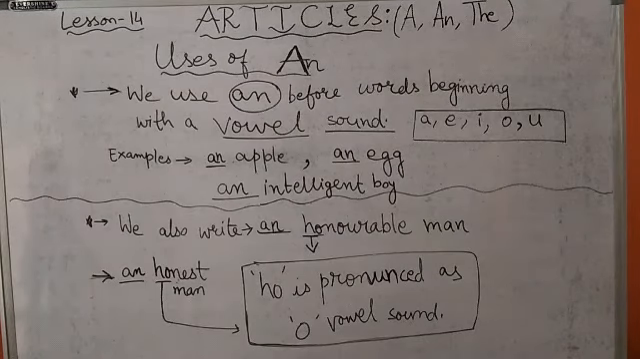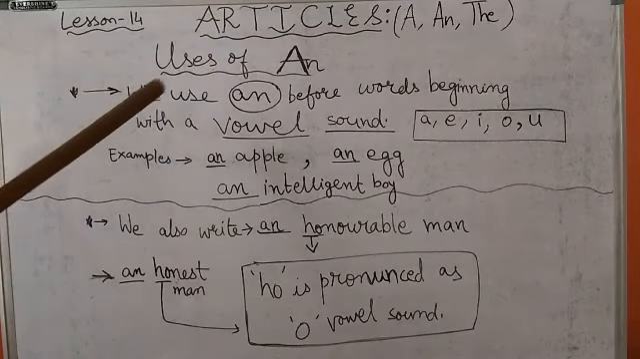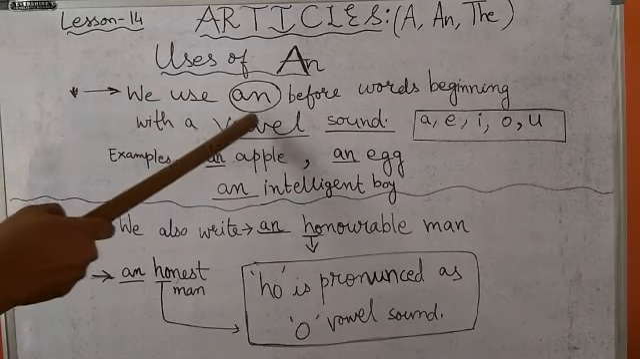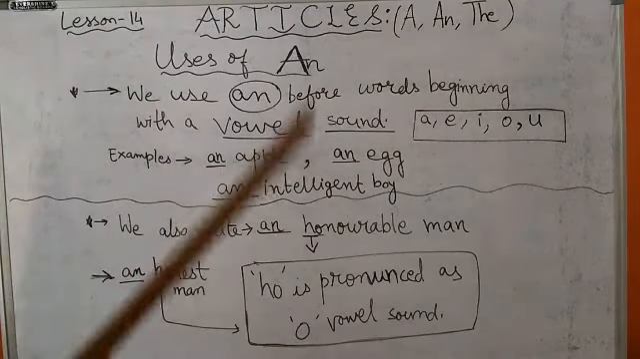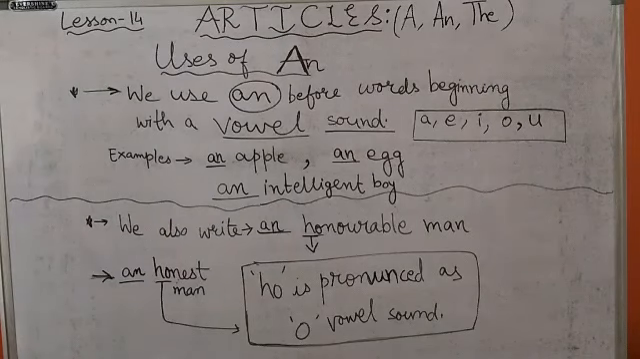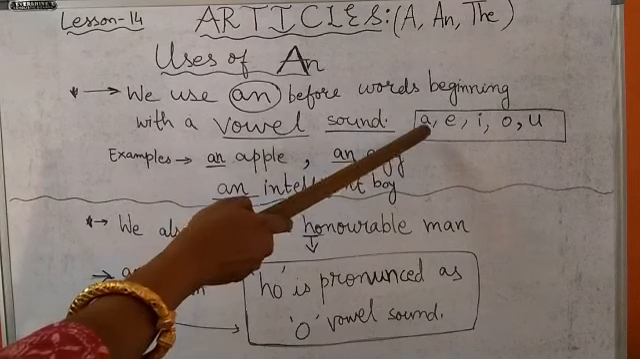Our second topic is uses of an. Now, what is the first point? We use an before words beginning with a vowel sound. Now, in the previous one, I have told you about the letters. There are 26 letters in the English alphabet. It has been divided into two parts, consonant and vowel. Now here are the letters of vowel sound.